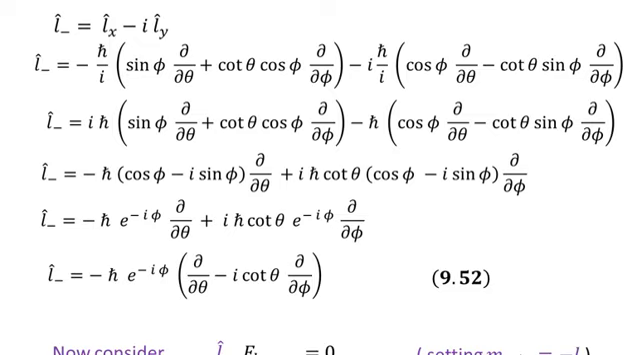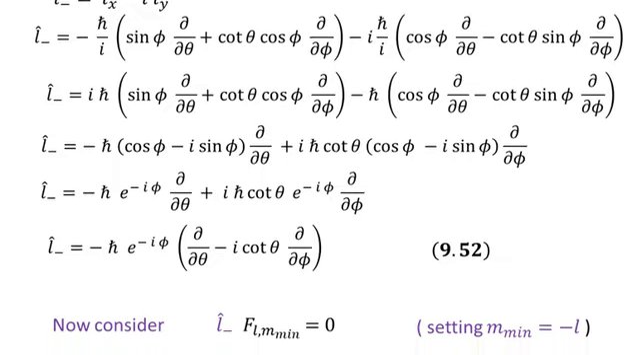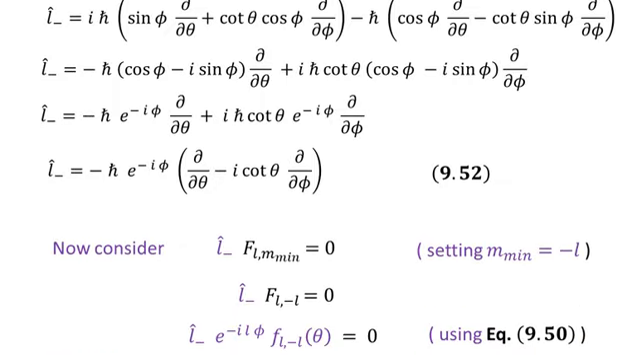The results are very simple. You can calculate these results by yourself. And finally, I have the L minus operator equal to minus h bar e to the power minus i phi times curly bracket, partial derivative with respect to theta minus i cot theta times the partial derivative with respect to phi, as shown in equation number 52.